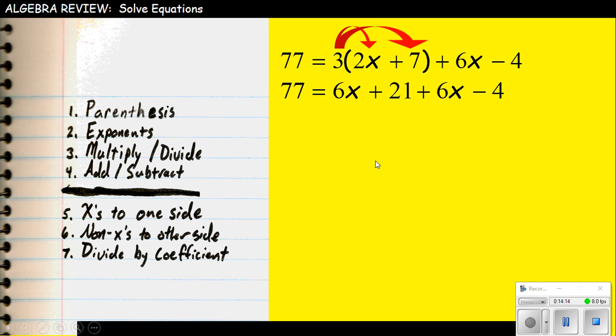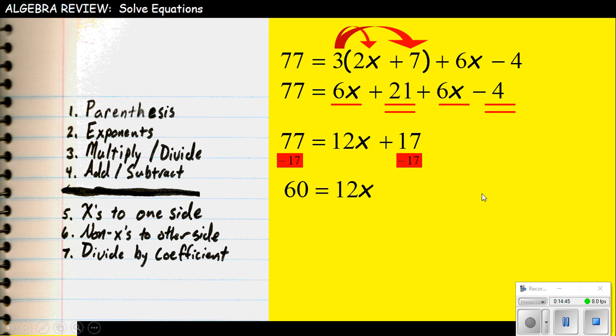Alright, after we distribute the 3, we're going to have 6x plus 21 plus 6x minus 4 on the right side of the equation. That takes care of our multiplication. Next is going to be combining like terms. You should be able to combine like terms and finish solving this problem. So when we combine our like terms, 6x and 6x will give us 12x. 21 minus 4 will give us 17. So we have 12x plus 17 is equal to 77. And last steps, we're simply going to subtract 17 from both sides, and then divide both sides by 12, and we're going to get x is equal to 5.